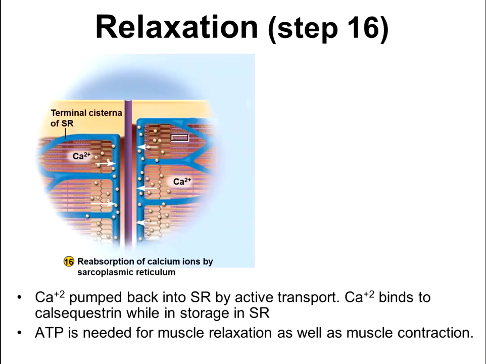Once that happens, the extra calcium is pumped back into the SR by active transport, and the calcium binds to calsequestrin while in storage in the SR. ATP is needed for muscle relaxation as well as it is needed for contraction, because there are lots of different things going on.